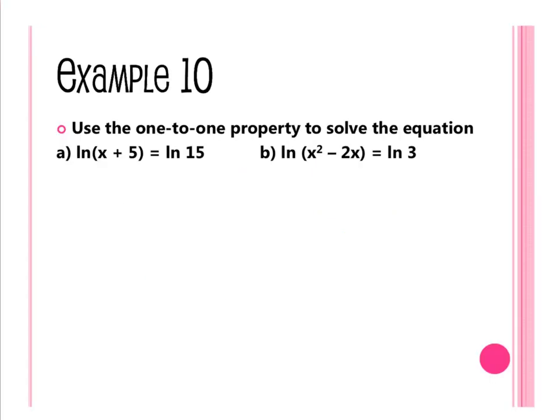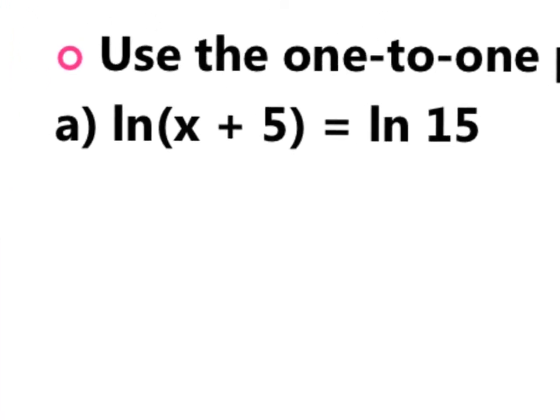And our last example, we're going to use the one-to-one property to solve the equation. ln, the base is e. If nothing's there, it's e. Because the bases are the same here and here, we're going to set these equal to each other, just like we did in the previous example. So x plus 5 equals 15. Subtract 5 from both sides, we get 10.